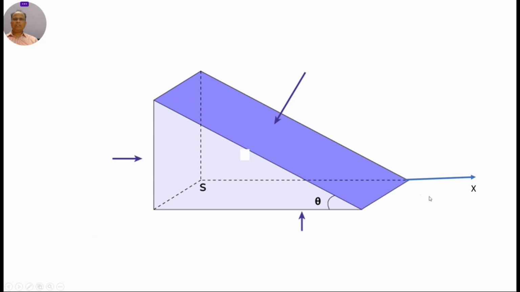Now I have chosen the three directions: this is x direction, y direction and z direction. In the direction of x, the dimension of the fluid element is dx. In the direction of y, the dimension of the fluid element is dy. And this is ds. Now we'll see the pressure components in all the three directions.